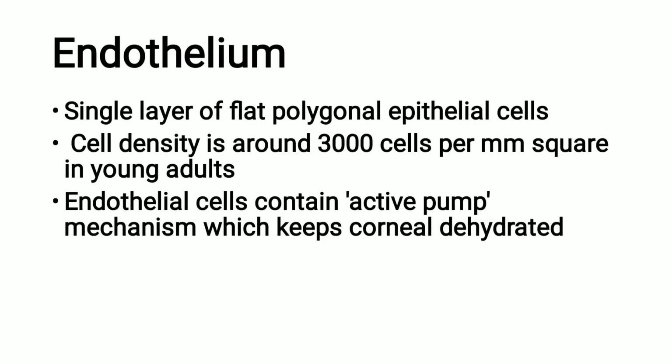Sixth and last layer is corneal endothelium. It is single layer of flat polygonal cells. Its cell density is 3000 cells per mm square in young adults and deteriorates with age. Cell loss is compensated by the enlargement of other cells causing polymegathism. It helps in pumping fluid out of stroma to prevent edema, known as active pump mechanism. These are normal endothelial cells.